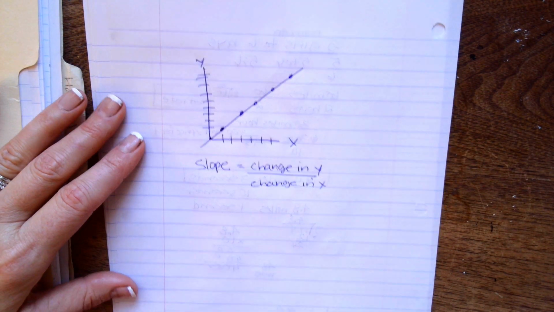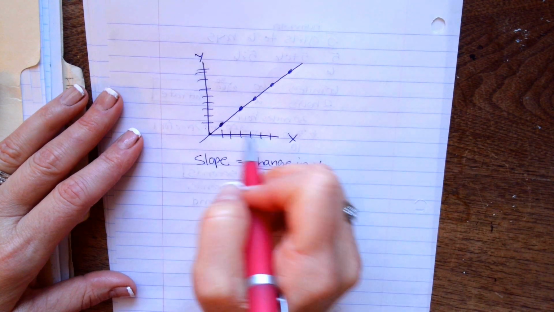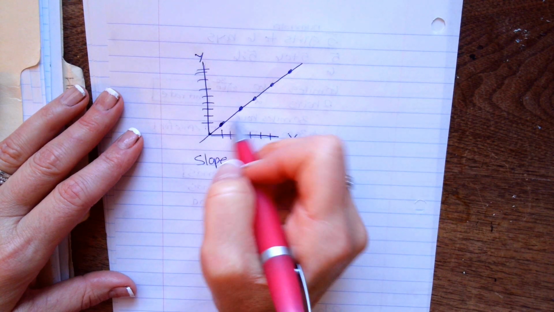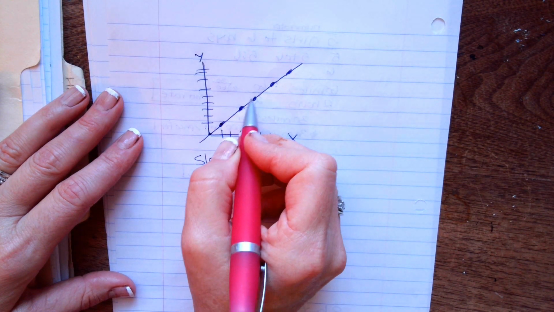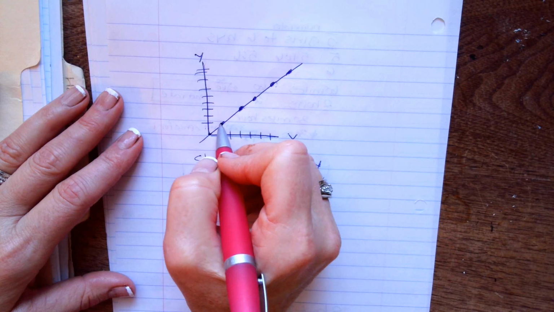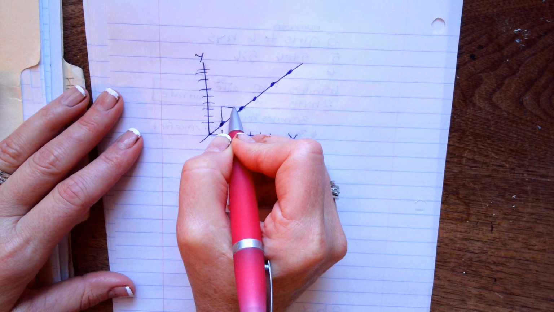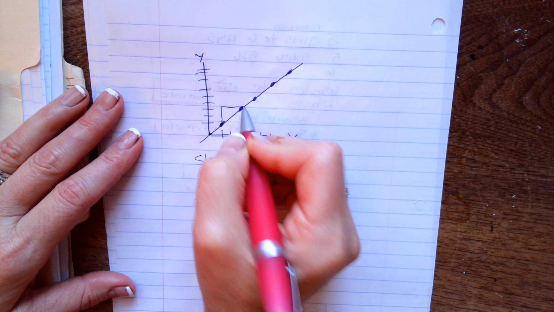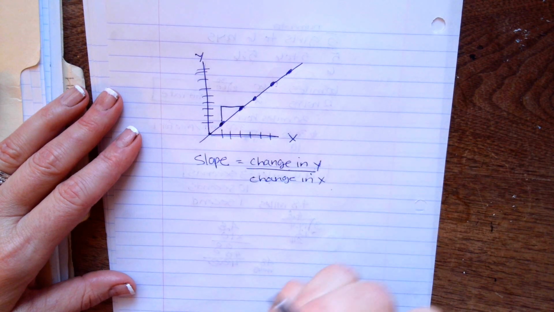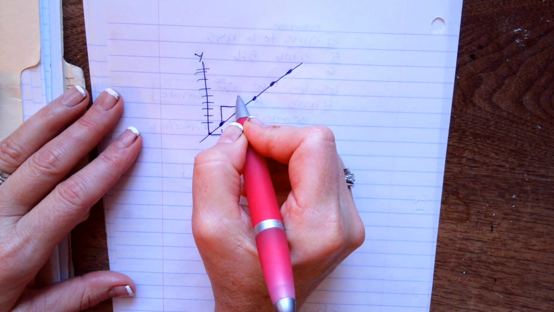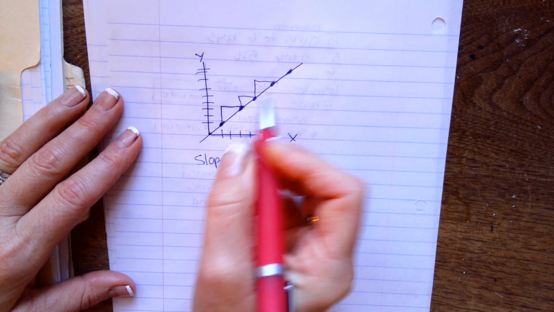Okay, so slope is the change in y over the change in x. So here's our x-axis, here's our y-axis, and then they're going to make a line, and they want you to find out how this line is changing. So we're going to go like this. 1, 2, 2. So it's going up 2 and it's going over 2. Then it's going up 2 and over 2. Up 2, over 2. So this is what slope means.